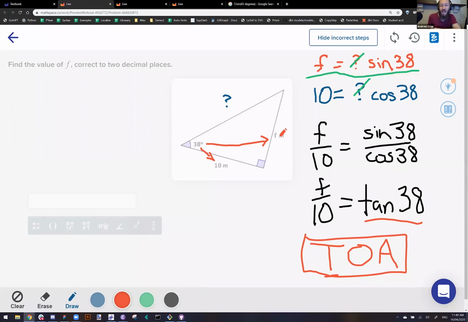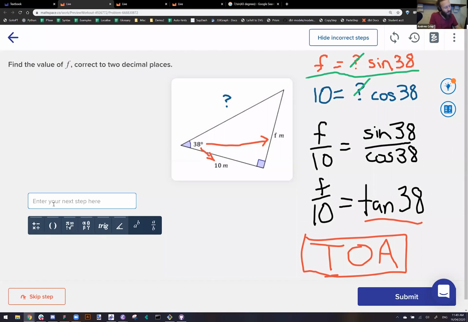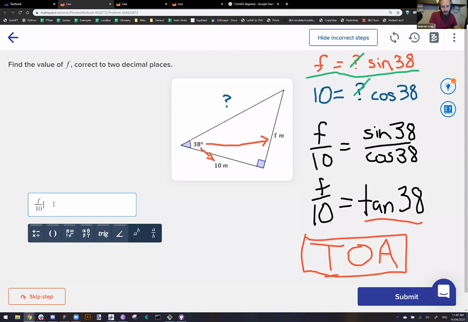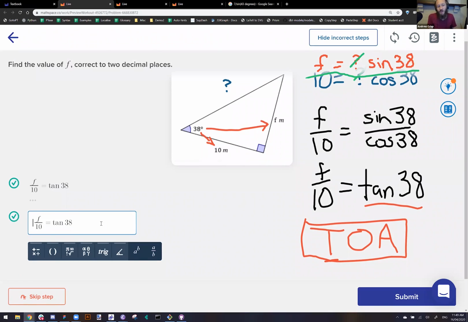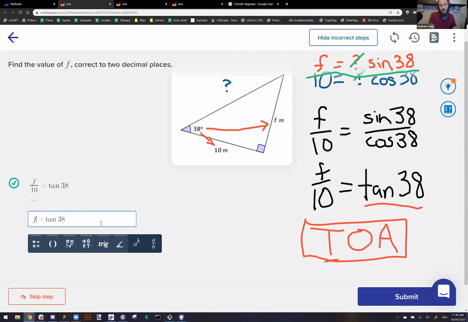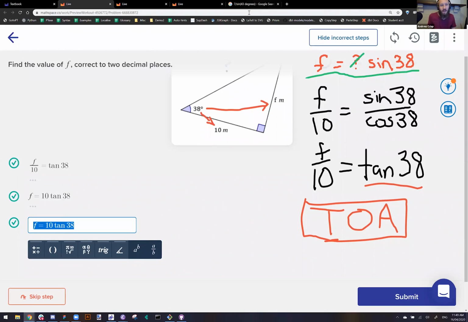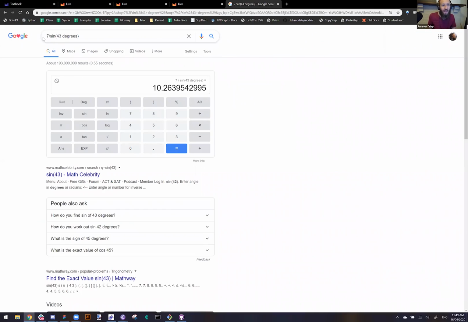Okay, so let's actually stop talking about doing the question and let's actually do the question. Okay, I turn off the sketch pad here. I can write this up, F over 10 equals tan 38. Enter. Okay, cool. In order to get just F on its own, I need to multiply both sides by 10. I just move this one across. 10 tan 38.